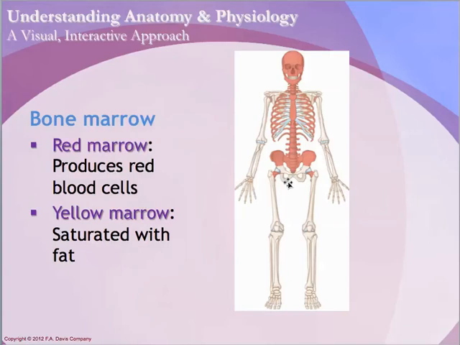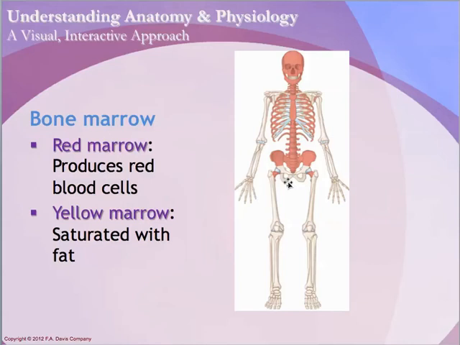Red bone marrow, like I said, produces red blood cells. Nearly all of a child's bones contain red bone marrow. As we age, the red bone marrow can be found only really in the ribs, the sternum, the vertebrae, the skull, the pelvis, and the upper parts of the humerus, the arm, and the femur, the thigh. All the rest of the bones have converted to yellow marrow. And the yellow marrow is saturated with fat and no longer produces blood cells.